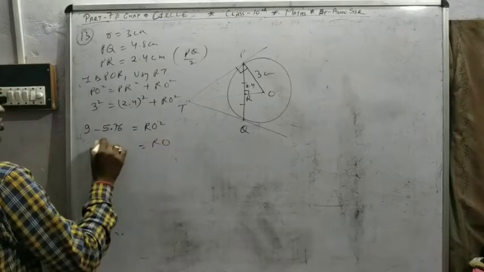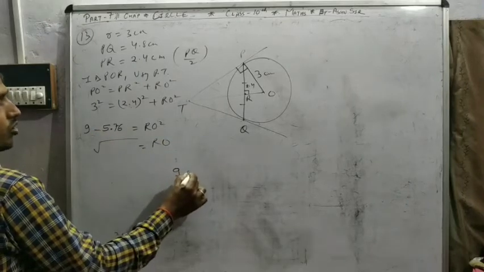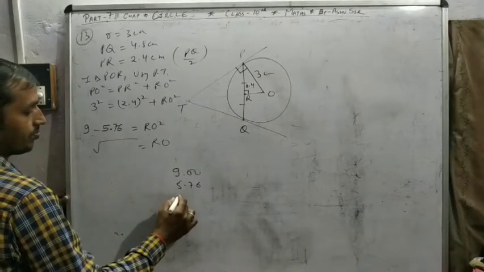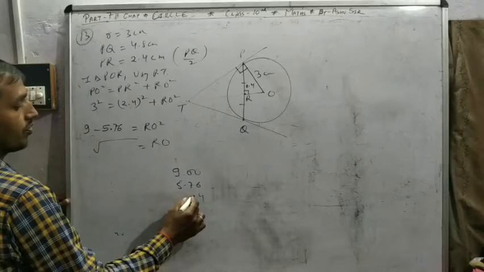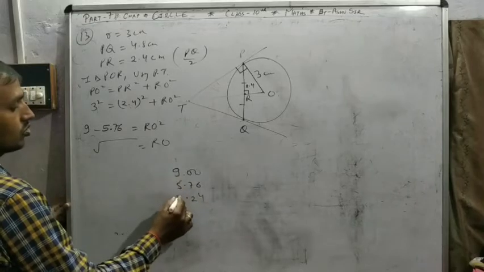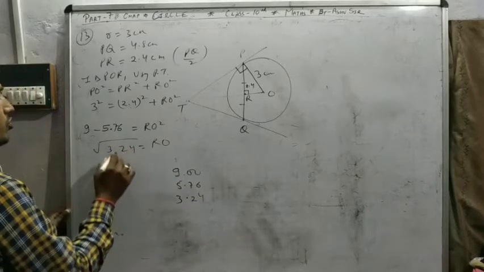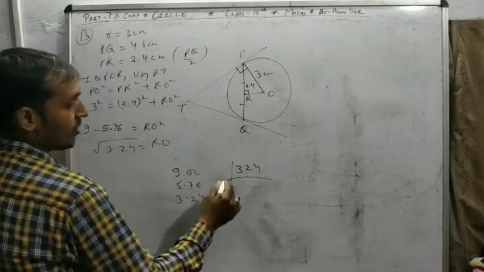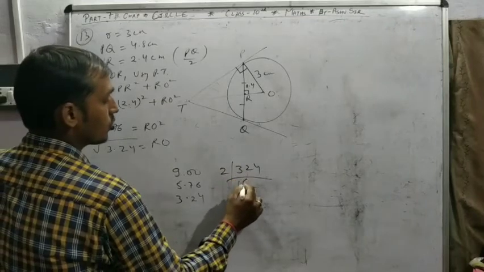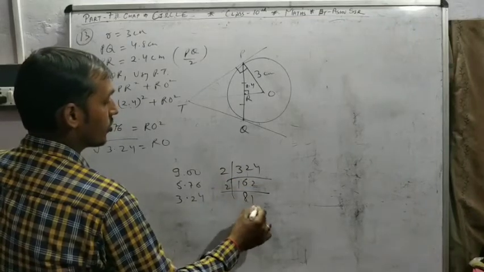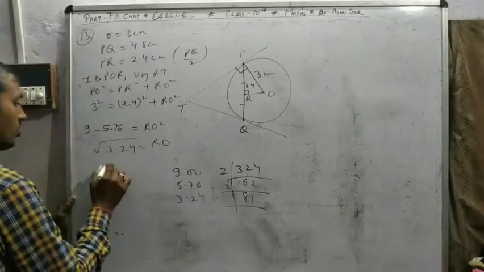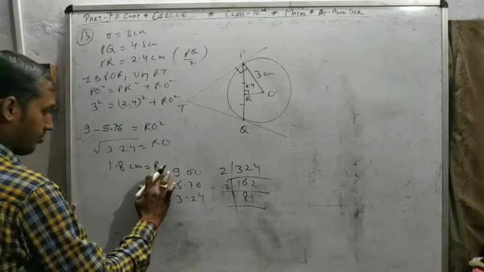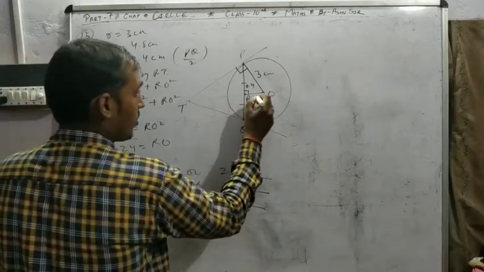So RO is equal to the square root of 9.00 minus 5.76. So what do you get? 3.24. So for 324 you can find the square root by prime factors. That gives 1.8 centimeter as the value of RO. This is 1.8.